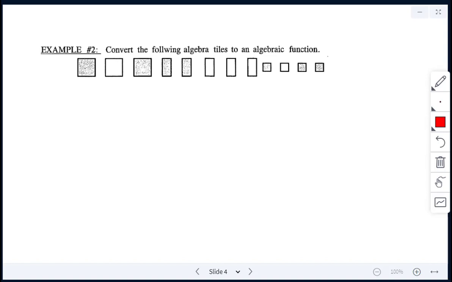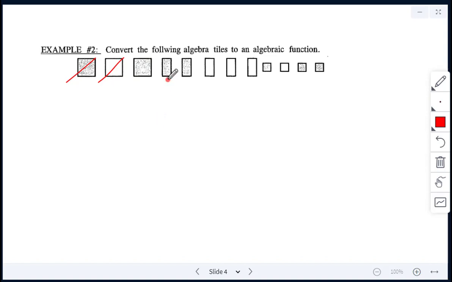In this example, convert the following algebra tiles to an algebraic function. What we can do here is if we have a positive and a negative tile of the same size, they will cancel each other out. So here we have a positive tile and a negative tile. Those two will cancel each other out, because a positive and a negative become 0. So we're left with one large shaded tile.